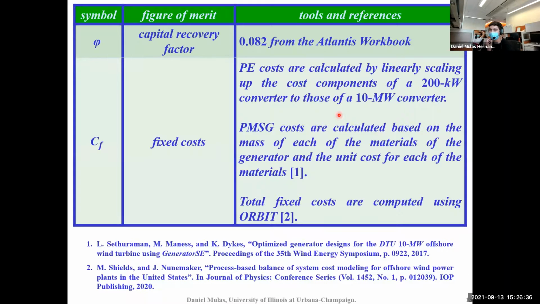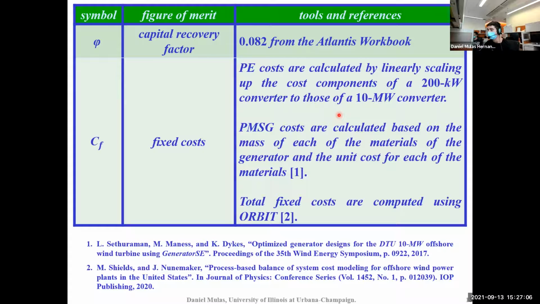In these two slides, I wanted to briefly show you where we get the data from. Basically, the capital recovery factor that we use is 0.082, which is the default value that appeared in the Atlantis Metric Space Workbook, which is a software that we are using. For the power electronic cost, we calculated the cost of a 200 kilowatt converter and then linearly scaled those costs up to a 10 megawatt converter.